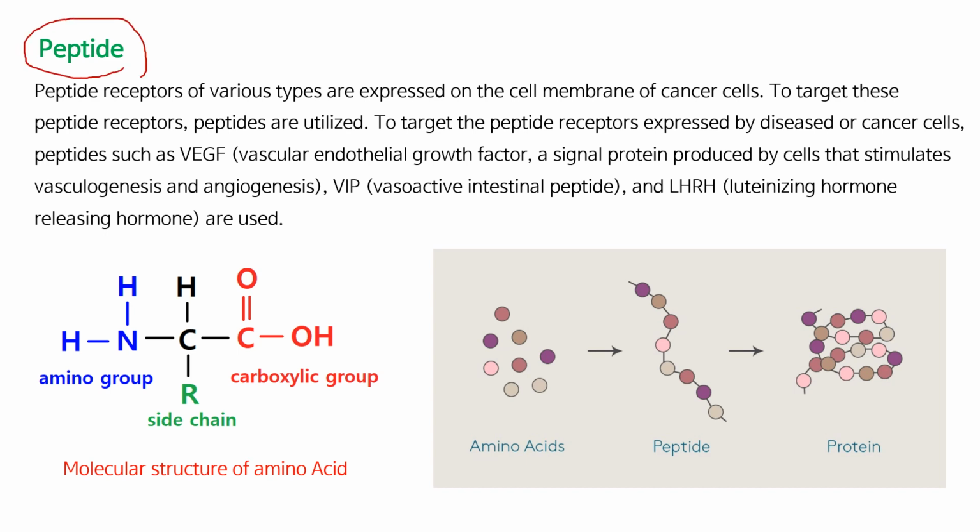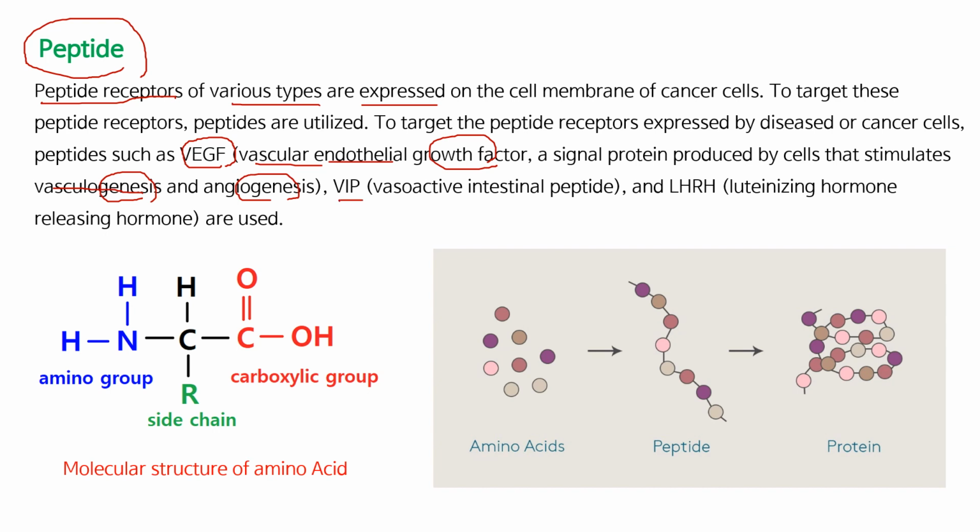Next, peptide. Peptide receptors of various types are expressed on the cell membrane of cancer cells. To target these peptide receptors, peptides are utilized. To target the peptide receptors expressed by diseased or cancer cells, peptides such as PGF, the vascular endothelial growth factor, a signal protein produced by cells that stimulate vasculogenesis and angiogenesis.